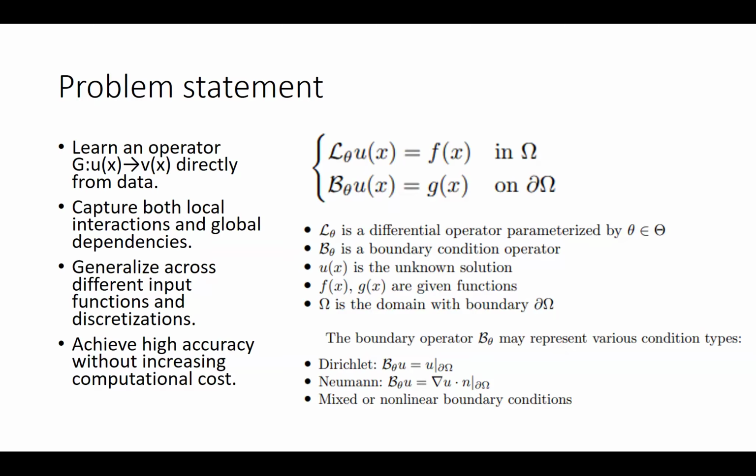So to build a robust surrogate model, we have at least three main goals. The first one is to capture both local interactions and global dependencies. Second, to generalize across completely different meshes. And third, to maintain high accuracy without increasing the parameter footprint.